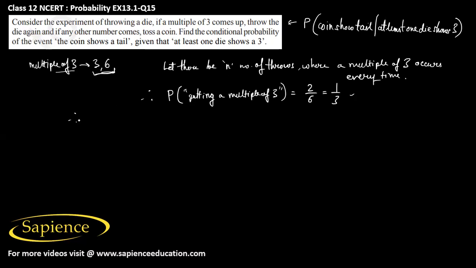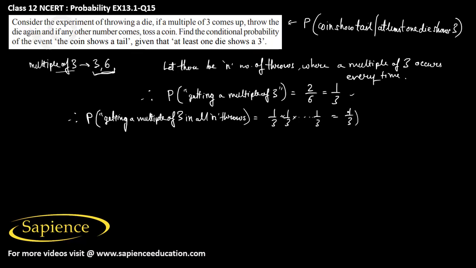And so the probability of getting a multiple of 3 in all the n throws would be 1 by 3 into 1 by 3, n times. So that would be 1 by 3 whole raised to n.